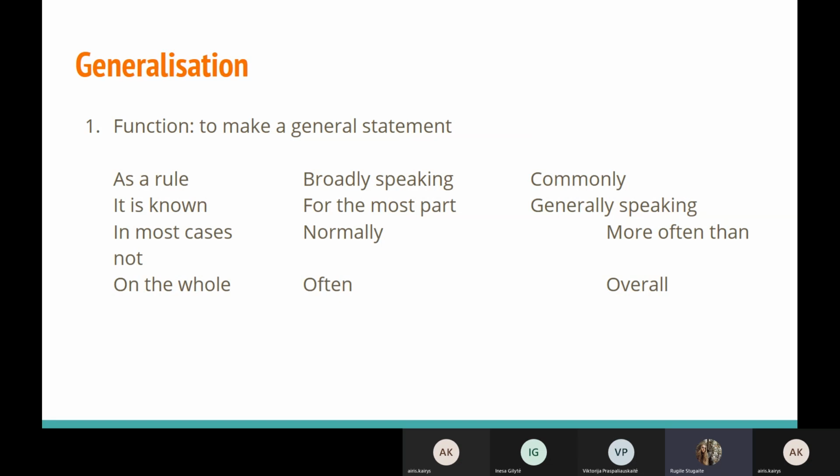And I think, oh, there's one more, generalization. So generalization linking words are used to make a general statement. So as a rule, it is known, in most cases, broadly speaking, for the most part, commonly, generally speaking, more often than not, usually, on the whole, often, and overall. And I think that is it.